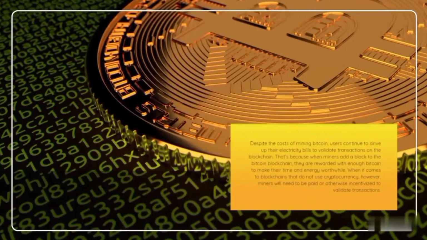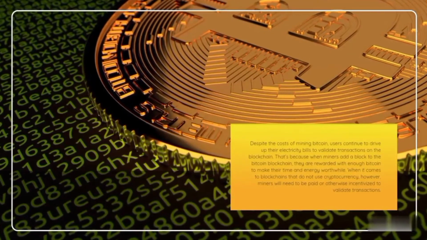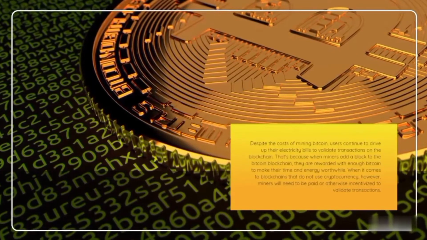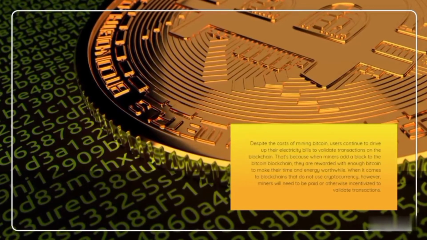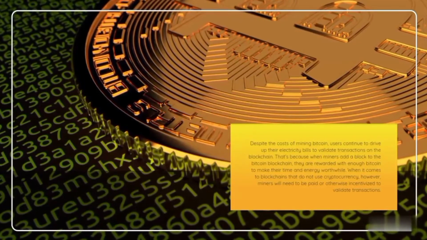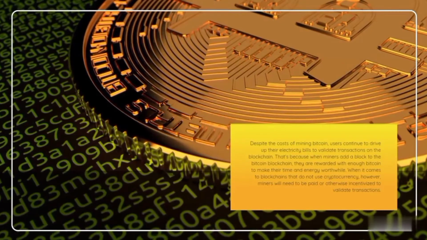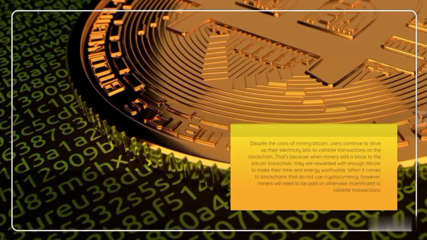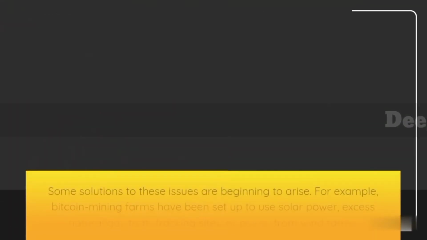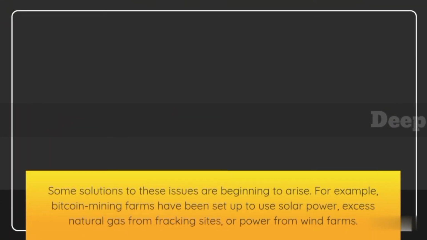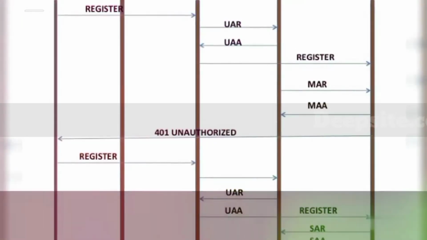Despite the costs of mining Bitcoin, users continue to drive up their electricity bills to validate transactions on the blockchain. That's because when miners add a block to the Bitcoin blockchain, they are rewarded with enough Bitcoin to make their time and energy worthwhile. When it comes to blockchains that do not use cryptocurrency, however, miners will need to be paid or otherwise incentivized to validate transactions. Some solutions to these issues are beginning to arise. For example, Bitcoin mining farms have been set up to use solar power, excess natural gas from fracking sites, or power from wind farms.